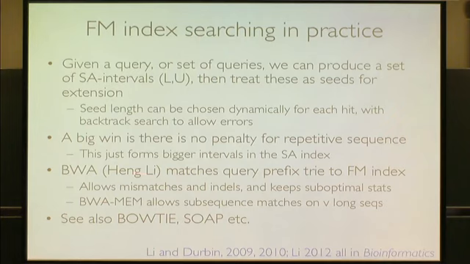BWA matches a query prefix trie, another data structure, to this index. It allows mismatches and indels and keeps suboptimal stats. There are newer versions, which Heng has written, that are subsequence matches, so they're basically using this concept. And Bowtie and SOAP do the same thing, and a range of other programs.